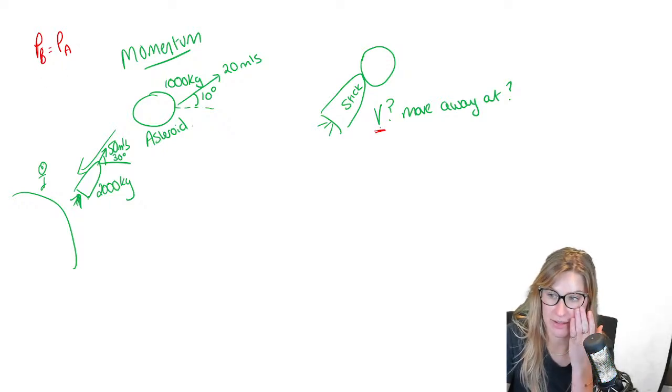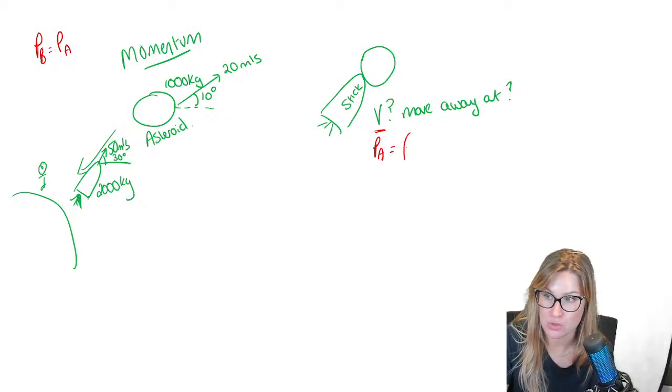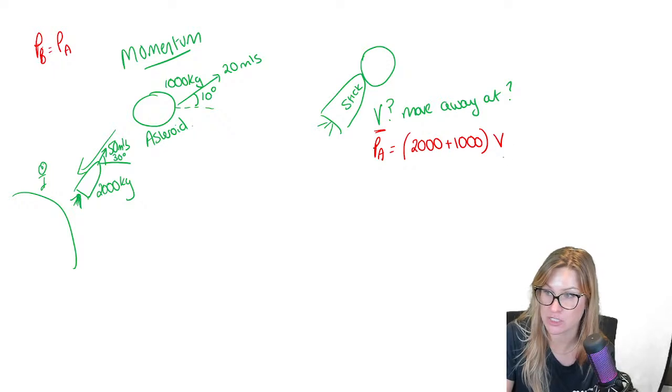Yes, good job, Sarah, good job. So momentum after, if we look at our after situation, the momentum is going to be the combined mass. So it's going to be the mass of my rocket, which is 2,000 kilograms, and the mass of my asteroid, which is 1,000 kilograms, times whatever speed they're moving at. Okay, so let's look at our momentum before.